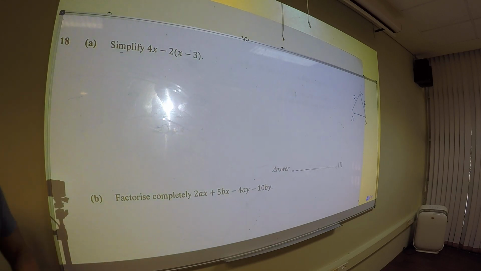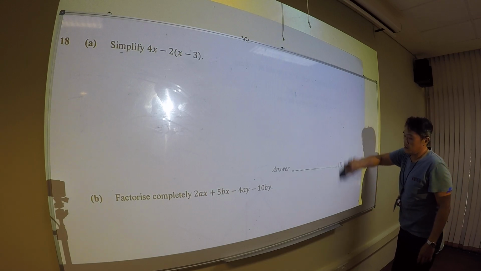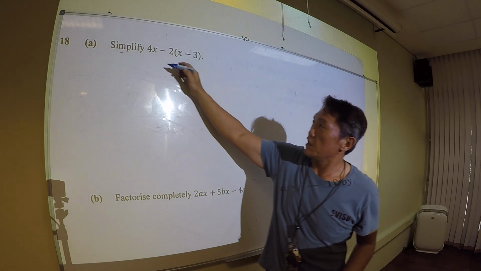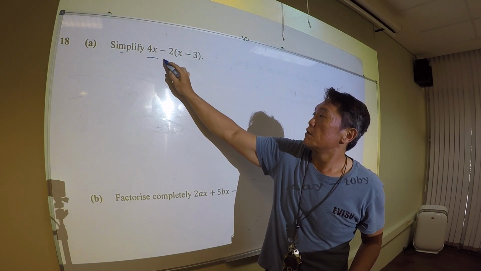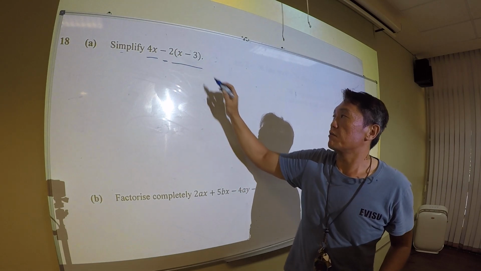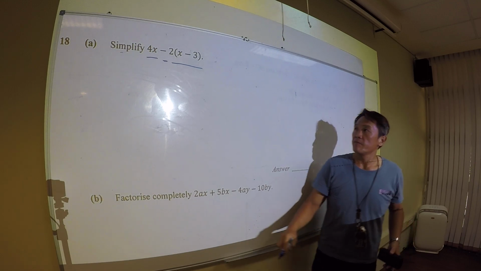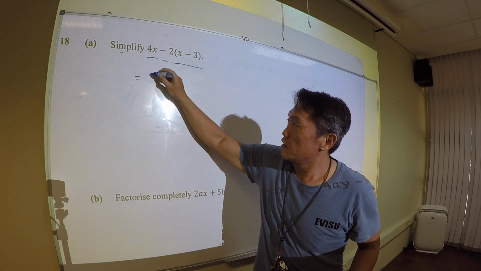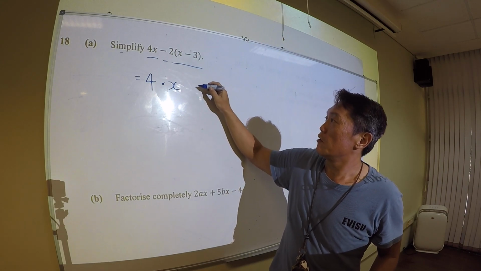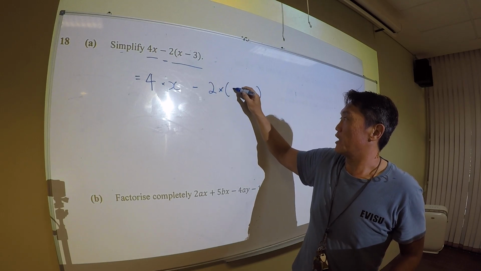Again, when you see the question, you must know in your mind what they are saying. So this one is saying you have a number, then you subtract away a multiplication of two numbers. Okay, so this is actually 4 times x, minus away 2 multiplied by a bracket.